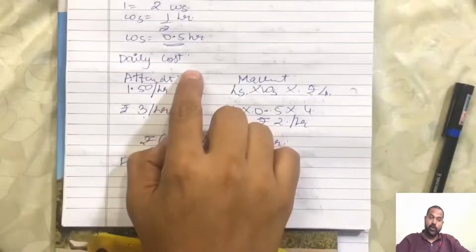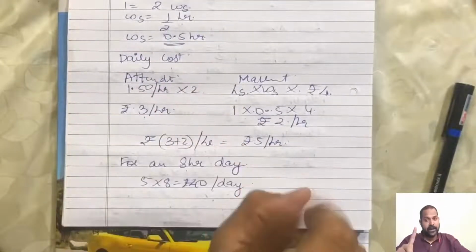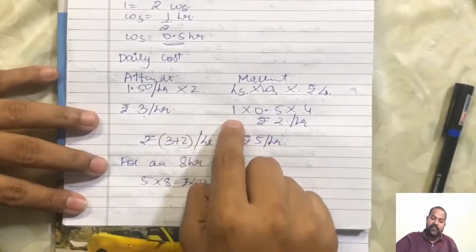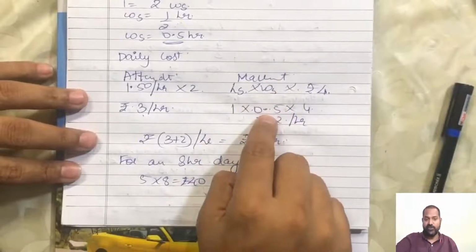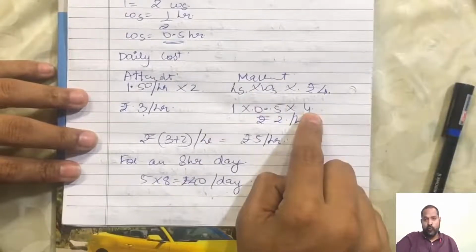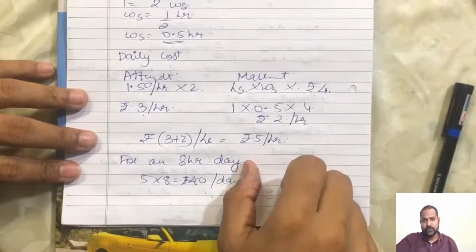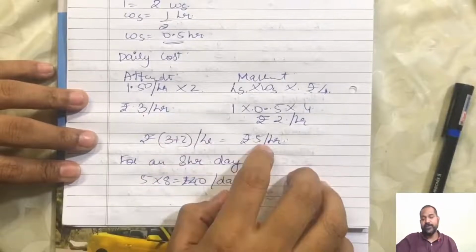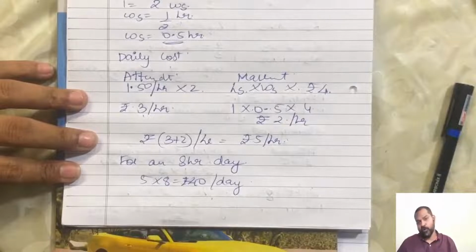And I will say daily cost is: attendant costs me 1.5 per attendant, but there are 2, so into 2. And at every given time there is 1 person stuck in the system for half an hour on an average. I am paying them 4 rupees, so every hour I am wasting only 2 rupees. That 2 rupees plus the 3 rupees is 5 rupees on an hourly basis. So on a daily basis, 5 into 8, which is 40 rupees per day.